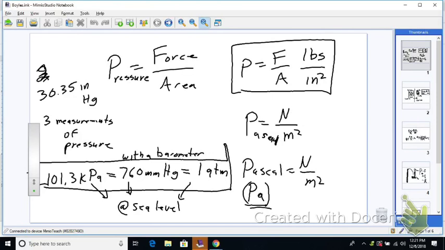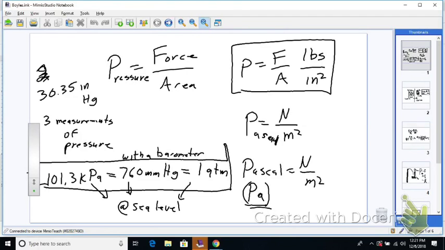What are 2 units for force? Pounds and newtons. What do we use? Well, you actually use pounds, but in this class we will use newtons. Okay? What are 2 units for area? Yeah. Inches squared and meters squared. That doesn't mean that's the only 2 units possible.